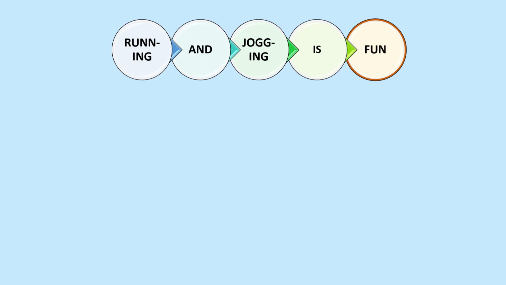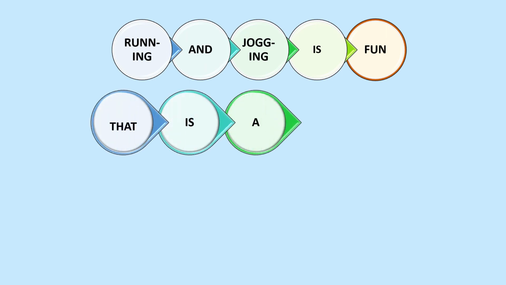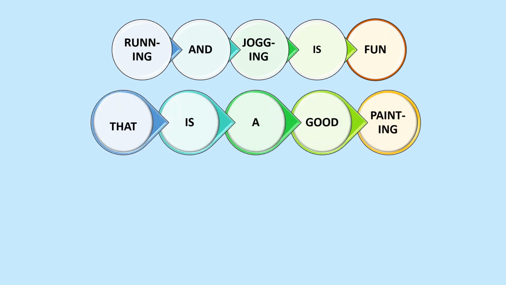So when we have naming words, you know that they are nouns. So now running and jogging, though they look like verbs, okay, they are actions, but they are not used as action words or verbs in this sentence. They are used as nouns. So running and jogging are nouns in this sentence. Similarly, that is a good painting. Is again is the verb or the root verb or the finite verb.